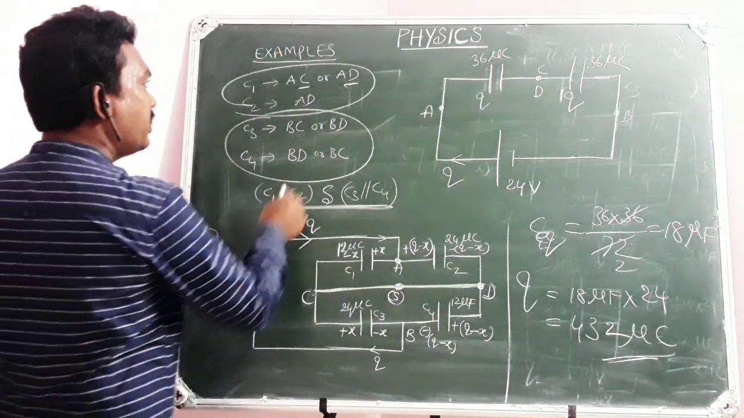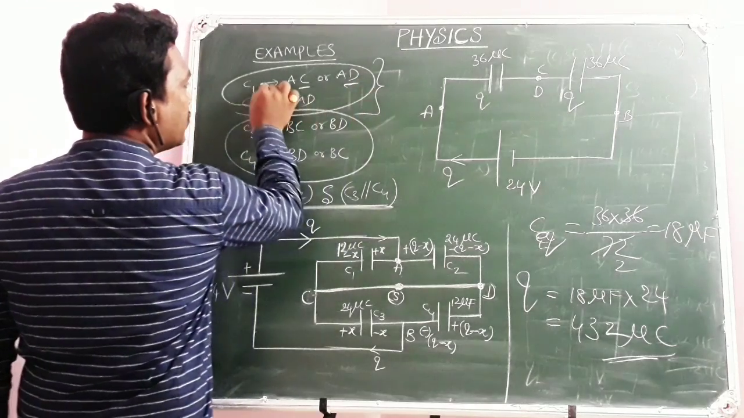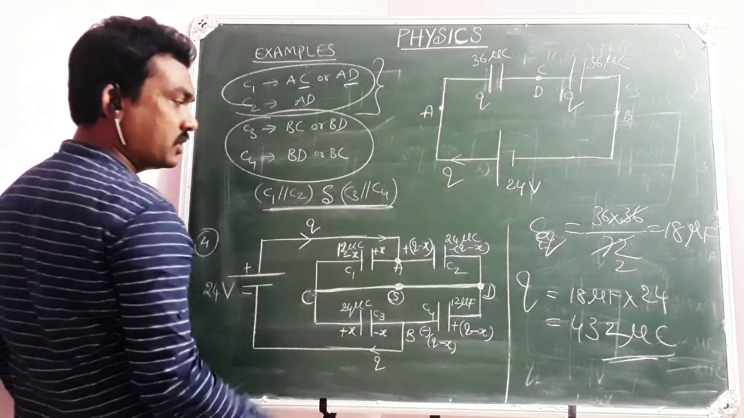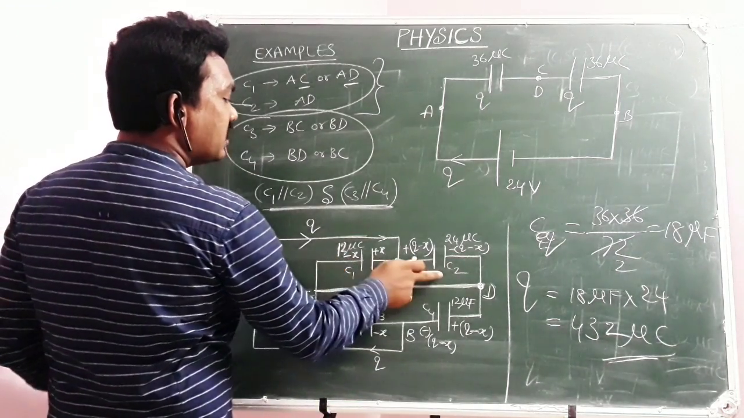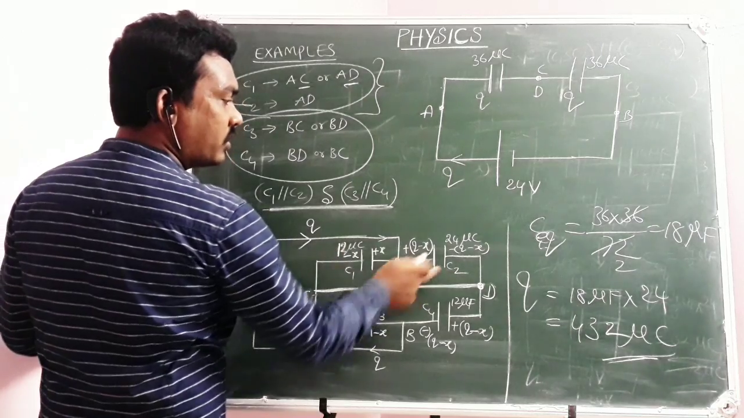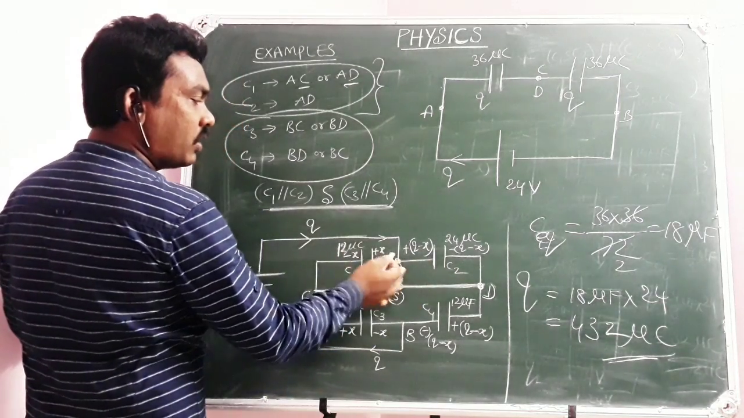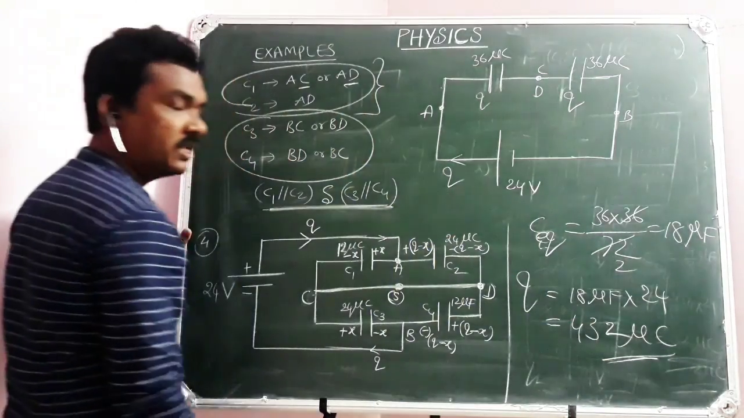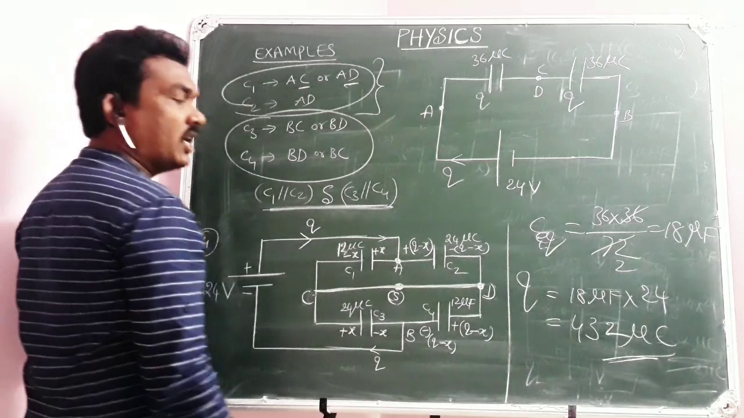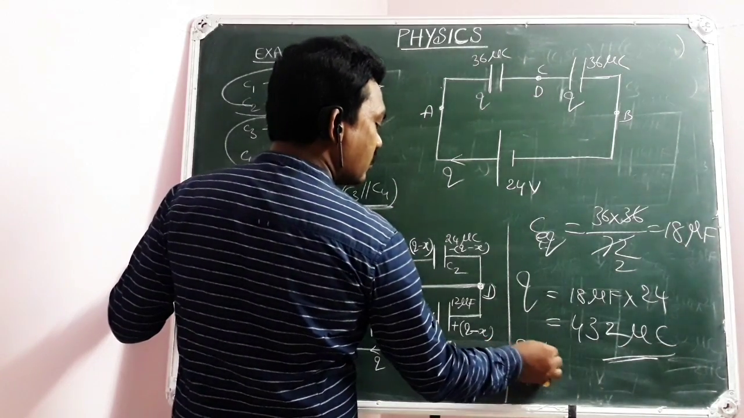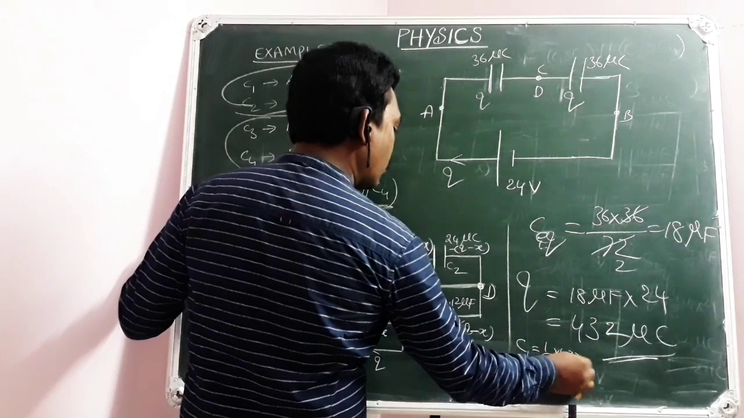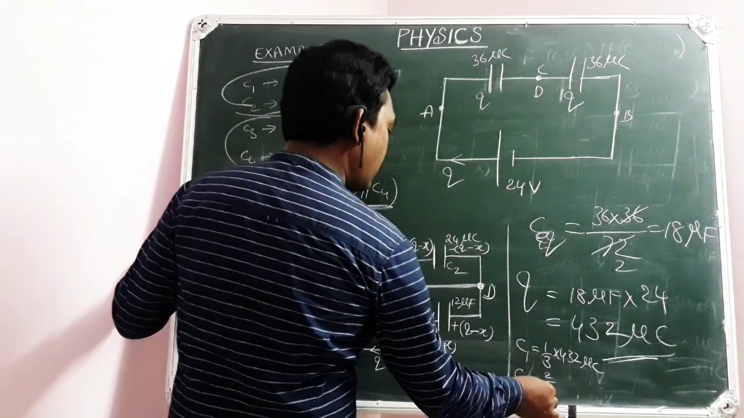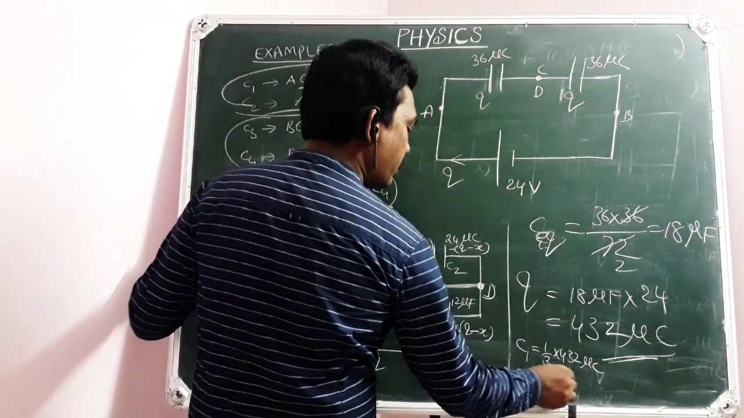But 36 microfarad is the parallel combination of C1 and C2. In a parallel combination, the charge will be distributed in the direct ratio of their capacities. Their capacities C1 and C2 are in the ratio of 1:2, 12:24. So this 432 will be distributed in the ratio of 1:2. So the charge on C1 is 1 by 3 into 432 microcoulombs. The charge on C2 will be 2 by 3 into 432 microcoulombs.